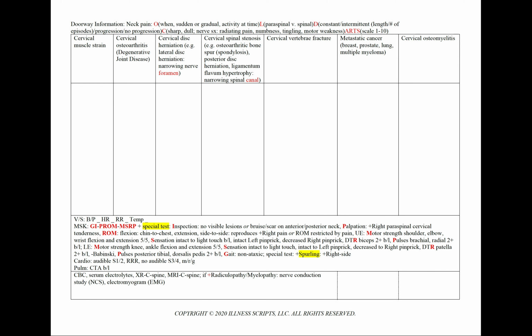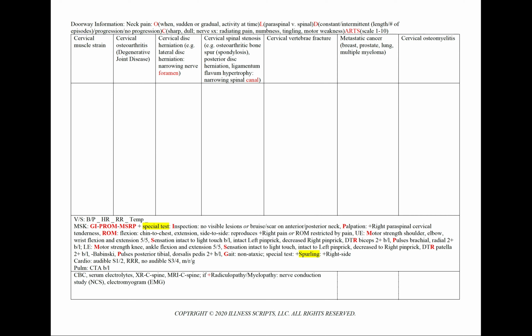Next, we can note the progression. Does your pain appear to be occurring more frequently or more severely? Or if there has been no progression, we'll also be sure to state that in our patient note to show that we've asked. To help characterize the pain, we'd like some descriptors. Has it been sharp or dull, among others?